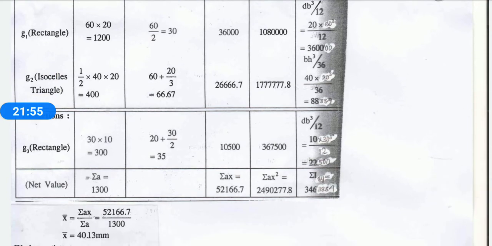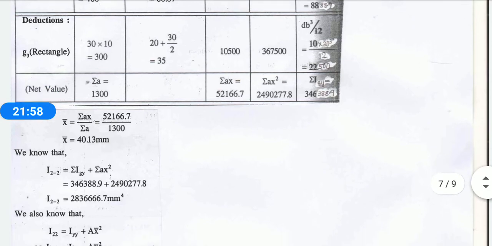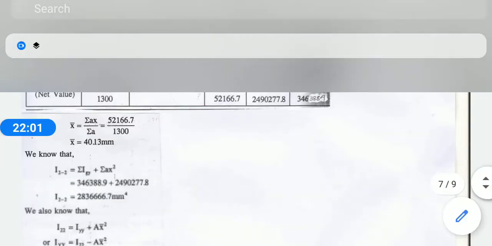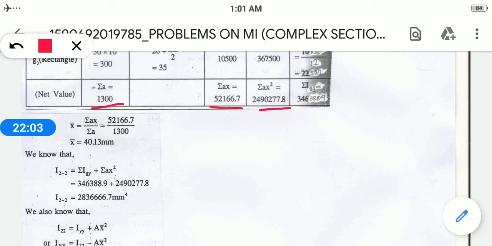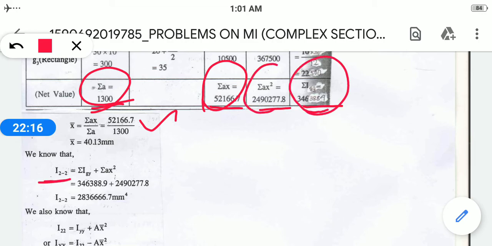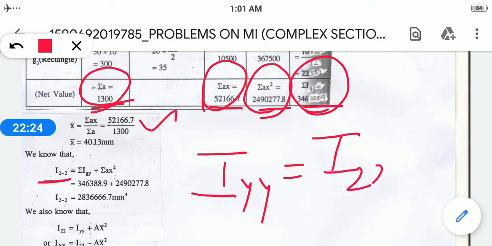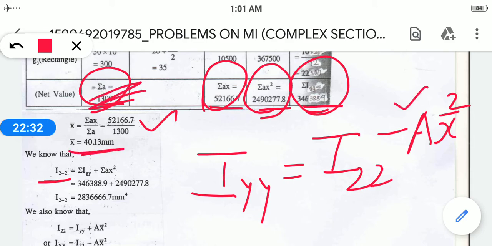After substituting every value, you will get the summation of A, summation of Ax, summation of Ax square, and summation of I of Gy. After getting that, find your x bar value, which is equal to summation of Ax divided by summation of A. Then you need to find I of 2, that is I of Gy plus summation of Ax square. Then in a formula, I of y is equal to I of 2 minus A of x bar square.